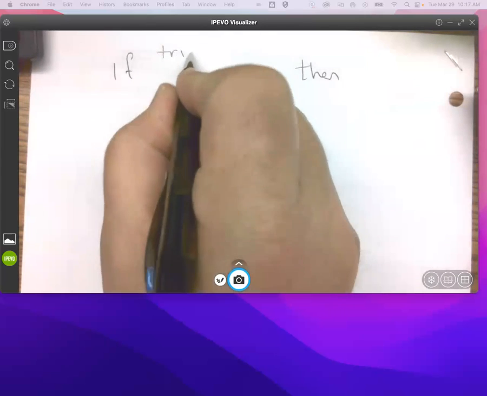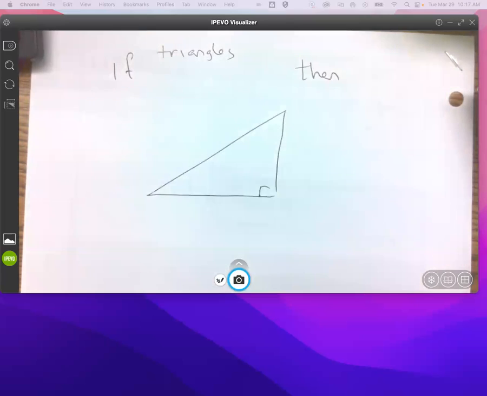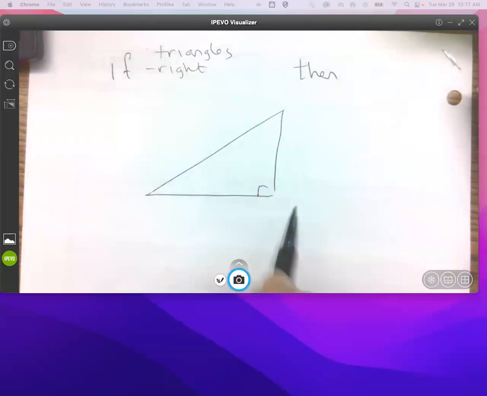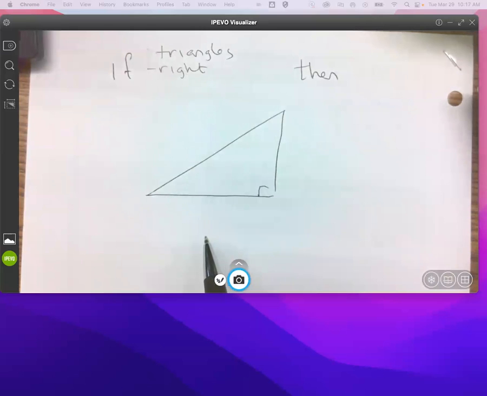It had to do with triangles, right? Was it any kinds of triangles we're working with? Right triangles, good. And what other information were we given in those right triangles?